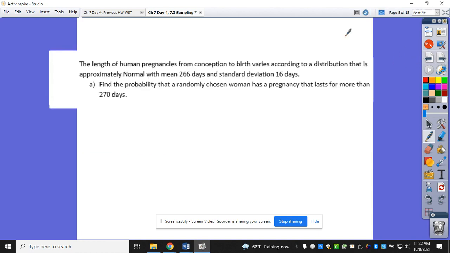All right, so the first problem says the length of human pregnancies from conception to birth vary according to a distribution that is approximately normal. It gives us that, with a mean of 266 days, that's our mu, and this is our sigma.